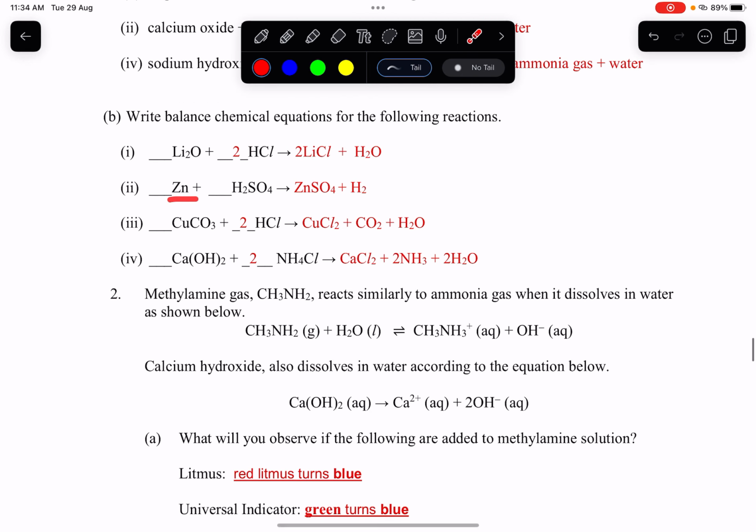Next, zinc plus sulfuric acid is a metal plus acid reaction to give you salt plus hydrogen gas. The salt formed is zinc sulfate and you get hydrogen. No need to balance, it's already balanced.